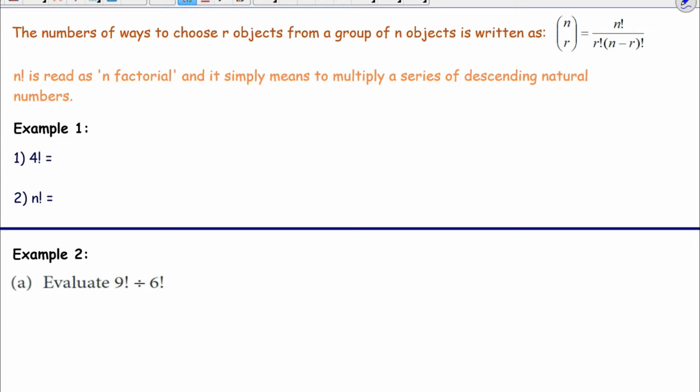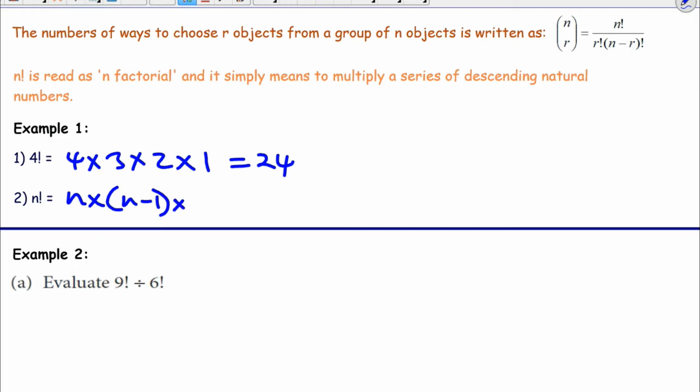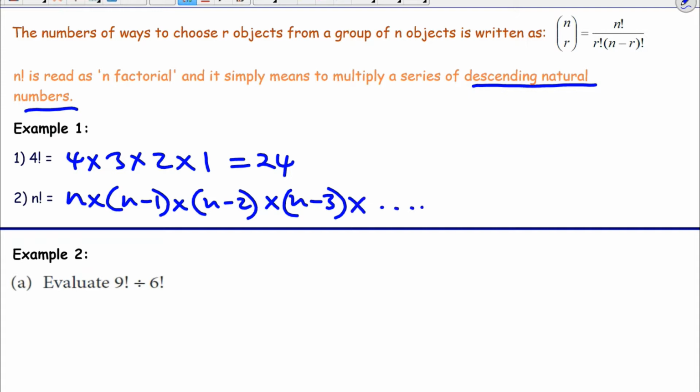First of all, the factorial. What does 4 factorial mean? 4 factorial means you multiply 4 by 3 by 2 by 1, and that will be equal to 24. Basically, the word factorial means to multiply a series of descending natural numbers. n factorial is the same as n multiplied by (n minus 1) multiplied by (n minus 2) multiplied by (n minus 3). And remember, we said descending natural numbers, so this goes on and on up to 3, 2, and 1.